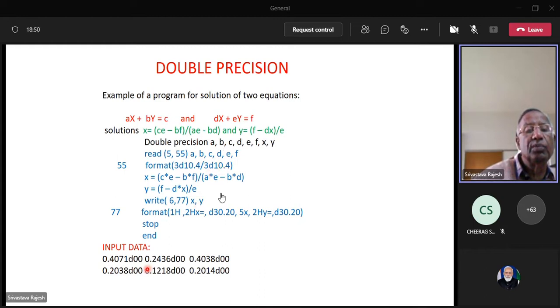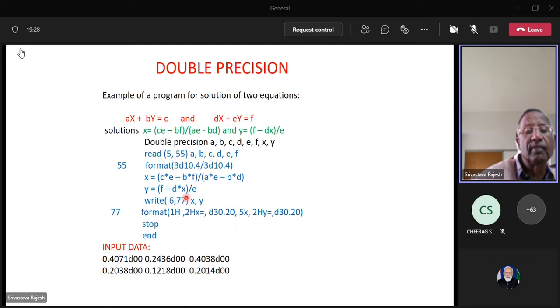The input data would be something like this. You see, I have put here D, 0.4071, so 10.4: the total width should be 10 here. A gap comes because of how I have written it. These are all 10, 10, 10, so 30 columns are used here. After the 4, instead of E, I have used D here, so D can be used in this way. And on the second line, it reads so A, B, C will be given these values, and D, E, F will be given these values.